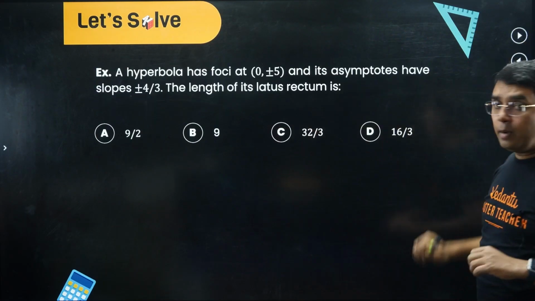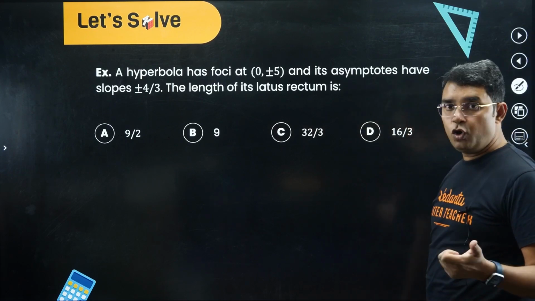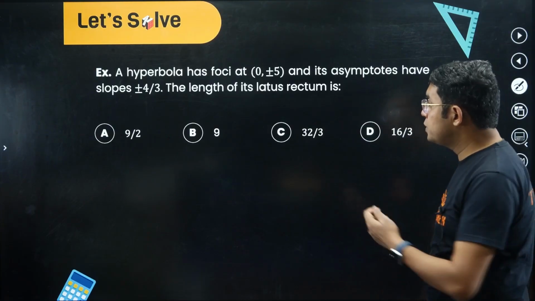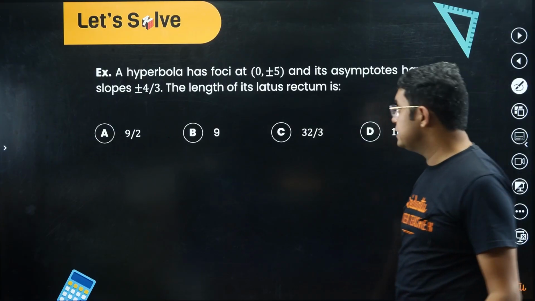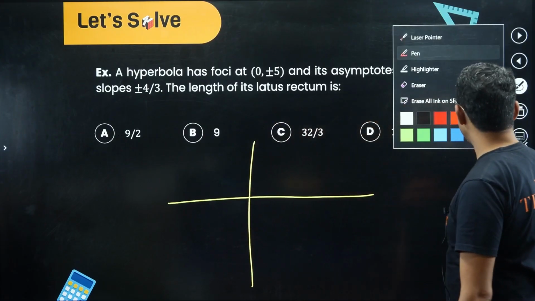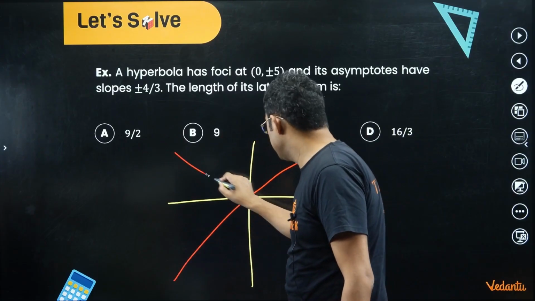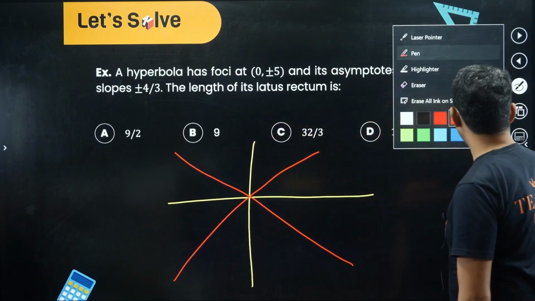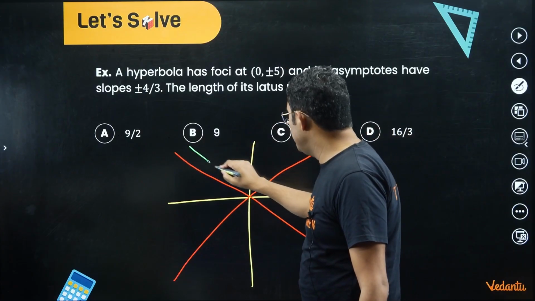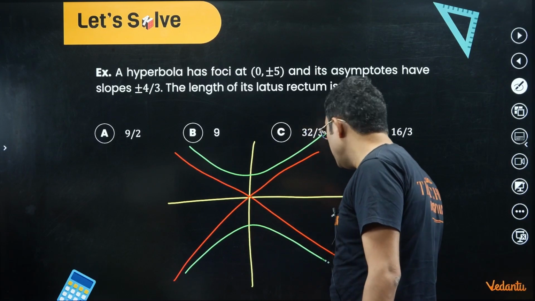Coming to this question, we are given a hyperbola with foci at (0, plus minus 5), and asymptotes have slope plus minus 4 upon 3, and we have to find the length of the latus rectum. In this case, first let us make a diagram. Your asymptotes are like this, and for your hyperbola, this time because the foci are at (0, 5), it has to be one branch opening up and another branch opening down.